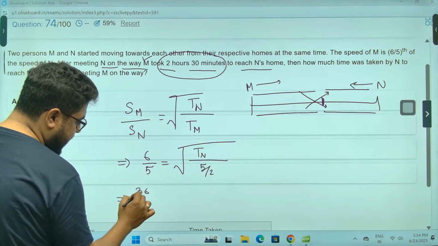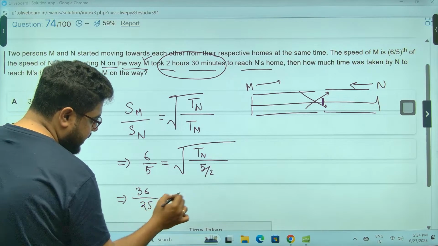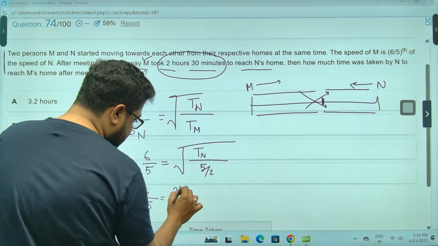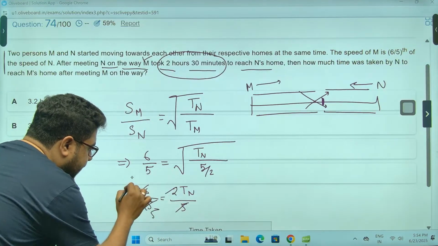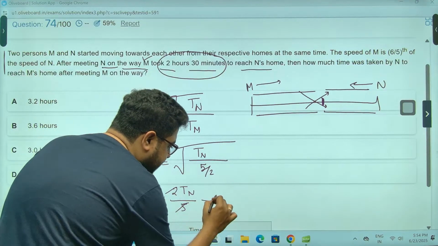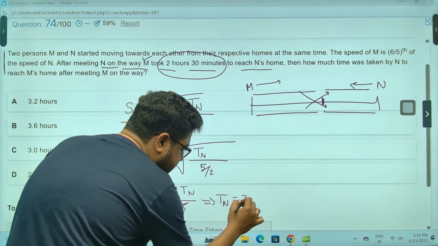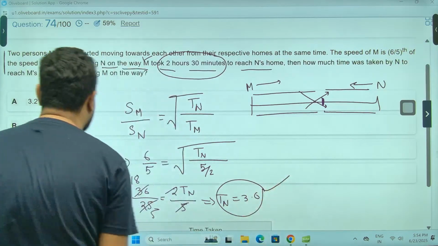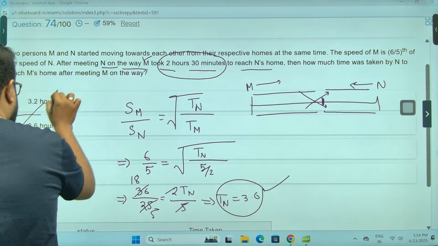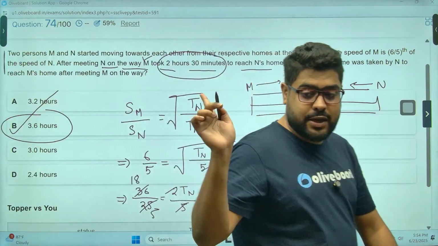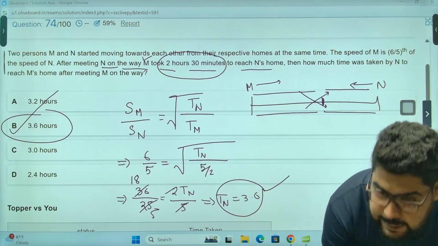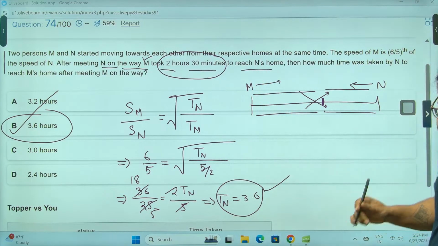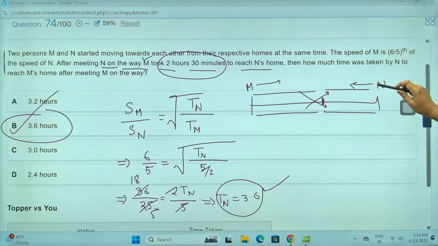If I square it, 36 by 25, 2 will go up, 2 Tn by 5. Sir, 18 by 5 means 36 by 10, meaning 3.6 hours. That's your answer. Option number B. This was a good question, a very, very good question. This was a slightly better question. Remember, this was a pretty good question.